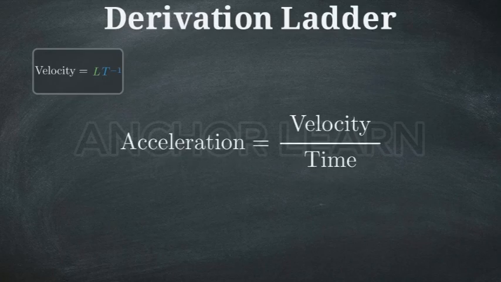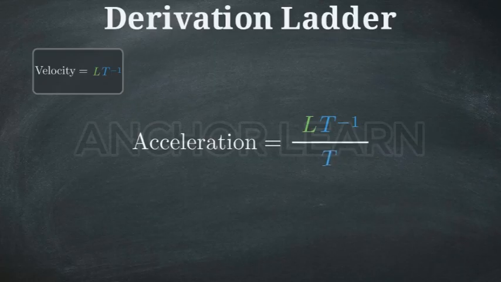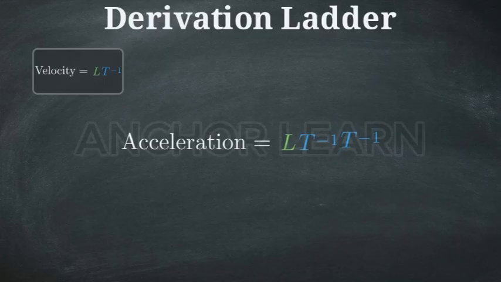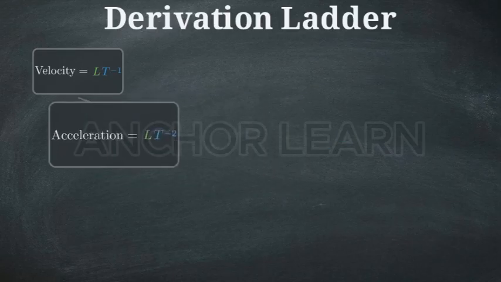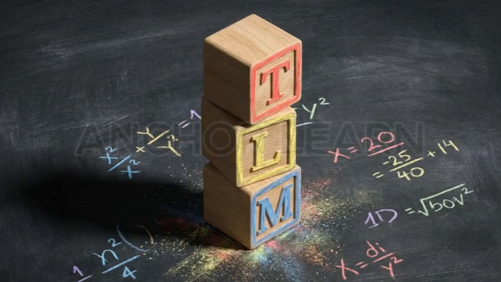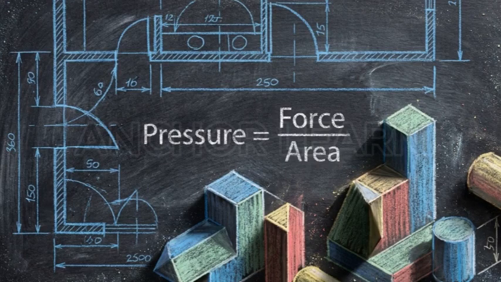Next rung, acceleration. The formula is velocity over time. We substitute our velocity dimension, LT to the negative 1, into the numerator, dividing by T. Bringing the bottom T up combines the indices. Negative 1 minus 1 is negative 2. The dimension is LT to the negative 2. We didn't have to memorize a new string of characters, we just stacked our fundamental blocks. As long as you know the base formula, you can always determine the dimension.